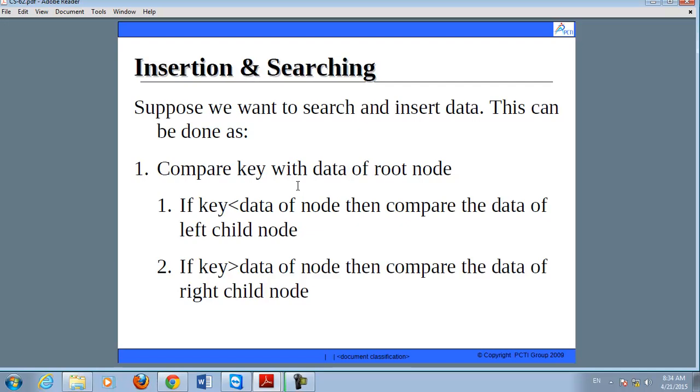It means अगर आपने जो भी वैल्यू इंसर्ट करनी है, अगर वो रूट नोड से ग्रेटर है तो वो रूट के राइट में जाएगी, अगर वो रूट नोड से स्मॉलर है देन इट विल बी प्लेस्ड इन द लेफ्ट साइड ऑफ द रूट नोड.